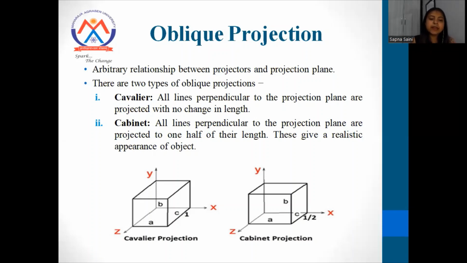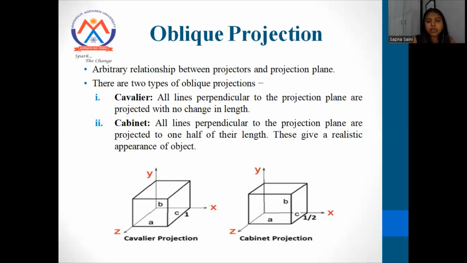As you can see, if I take A, B, C as the sides of this cube, and if I take it to be a cube with 1 unit of length, we can see that it is at equal distance and perpendicular to the projection plane, and there is no change in its length.